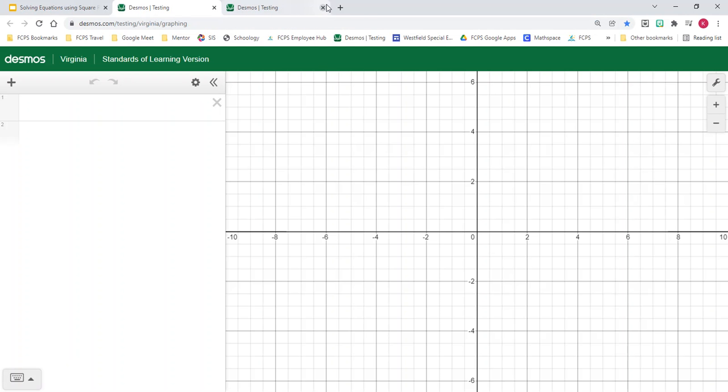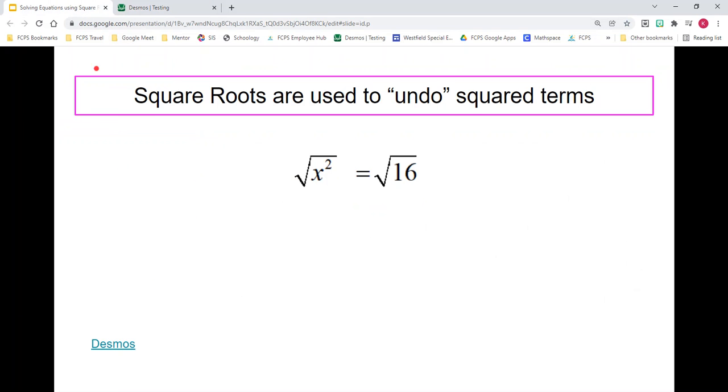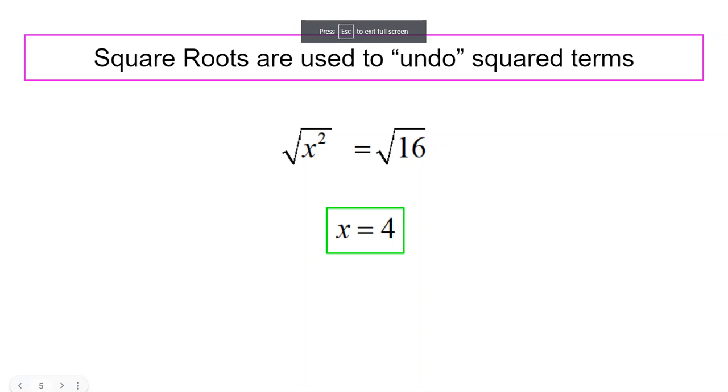And if you're unsure, you can always go to Desmos and just go to your keypad. The square root button is right here at the bottom. So square root, type in 16, and it equals 4. So x equals 4. That is my final answer. Remembering that square root sign gets rid of that squared, so I'm just left with x, and the square root of 16 is 4.